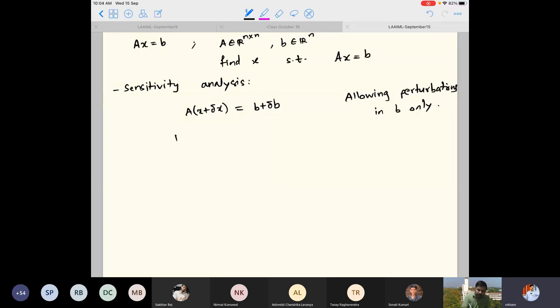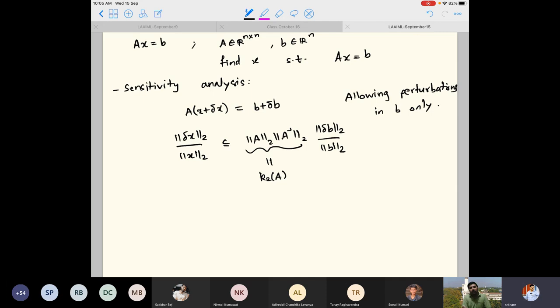So the result that we proved was that the norm of delta x by x is less than or equal to the norm of A times the norm of A inverse into norm of delta b by b. So the relative error in b bounds the relative error in x above with a scaling factor. And the scaling factor that we had here is called the condition number of the matrix A. And we are trying to understand the geometrical meaning of this condition number.